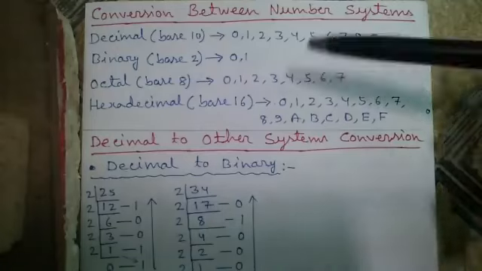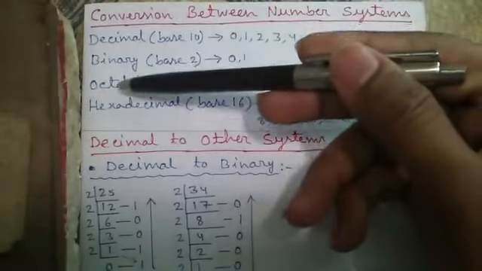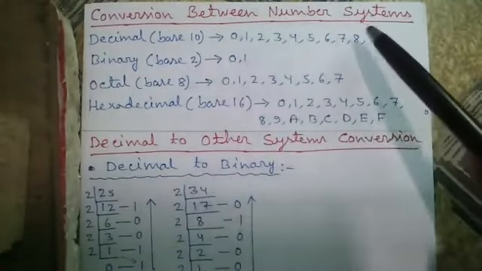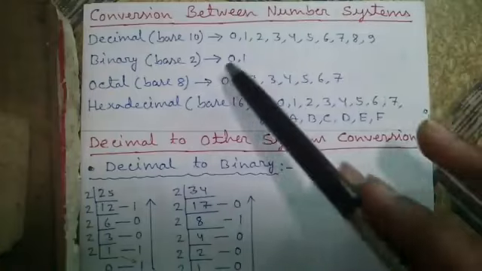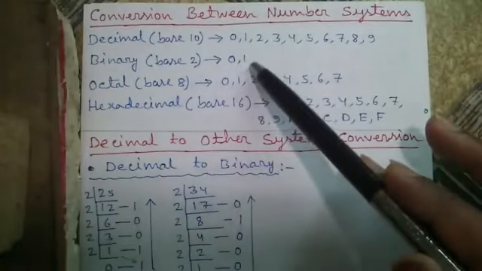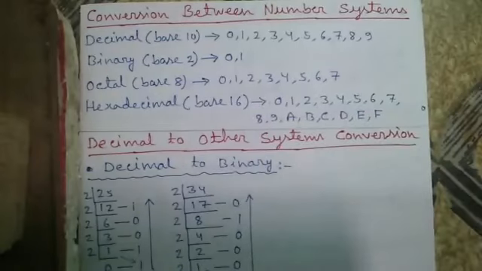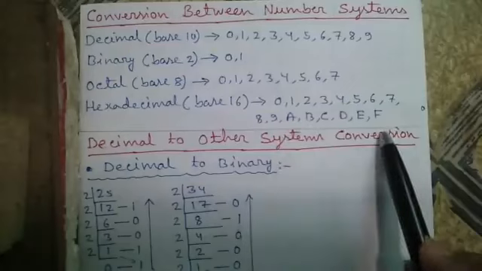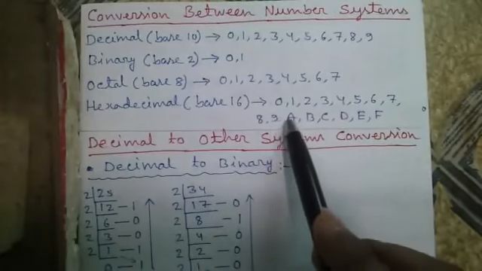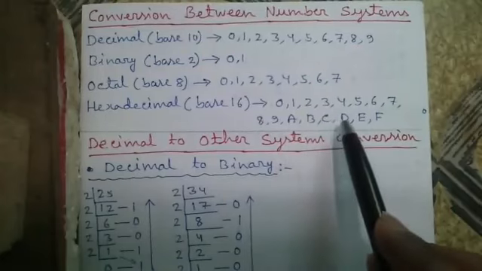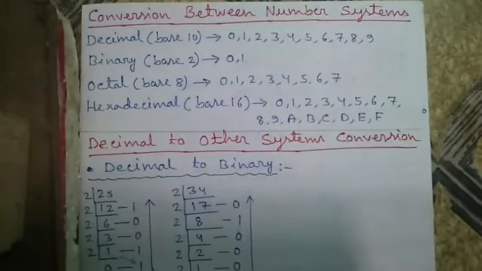So let's start. There are 4 bases: decimal, binary, octal and hexadecimal currently in use. Decimal or base 10 because it has 10 digits from 0 to 9. Binary base 2, digits 0 and 1. Octal base 8, digits from 0 to 7. Hexadecimal base 16, digits: 10 numbers from 0 to 9 and 6 letters from A to F. One more thing, in hexadecimal after 9, A is written as 10, B 11, C 12, D 13, E 14 and F 15.